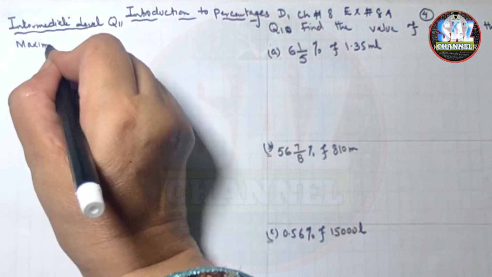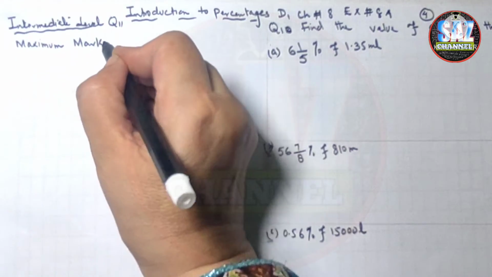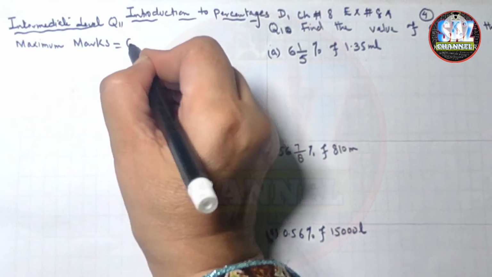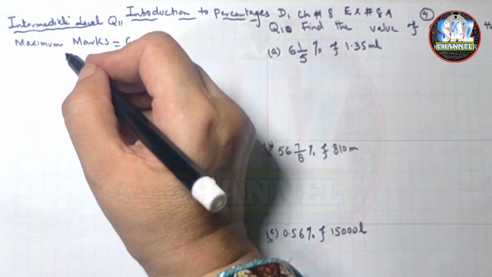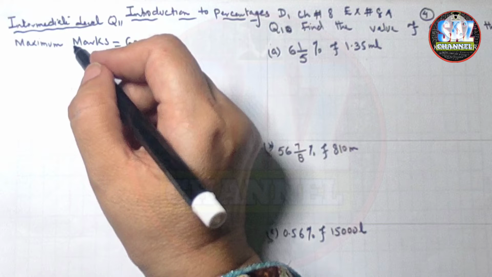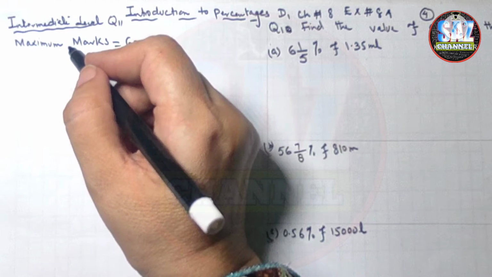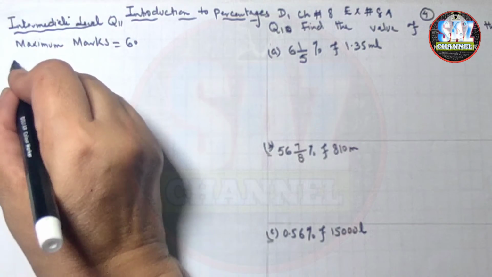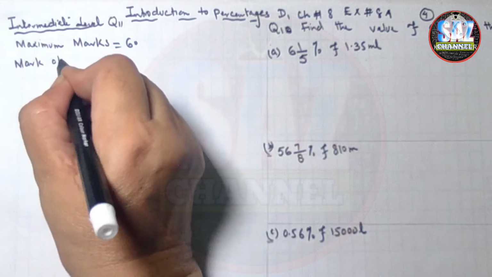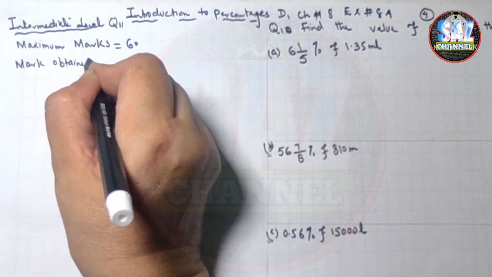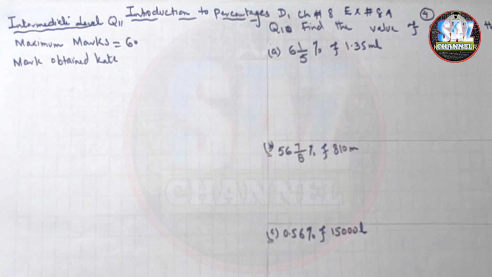the maximum marks are 60, and there are 3 participants: Kate, Nora and Priya. Now let me read the data carefully. Marks obtained by Kate.